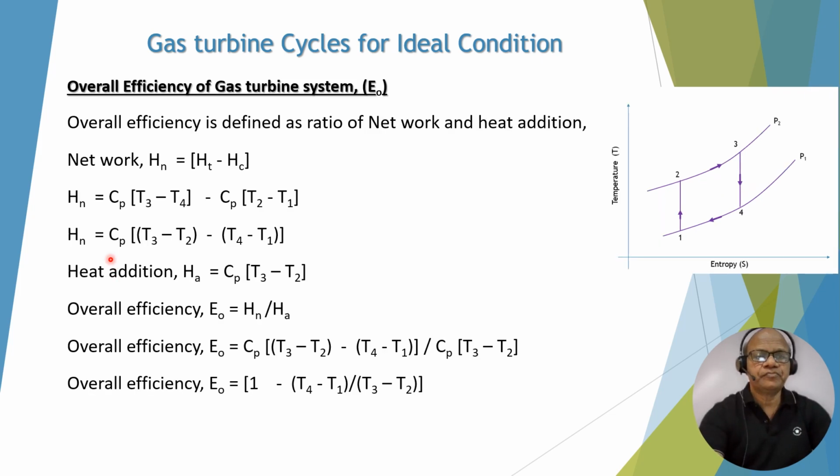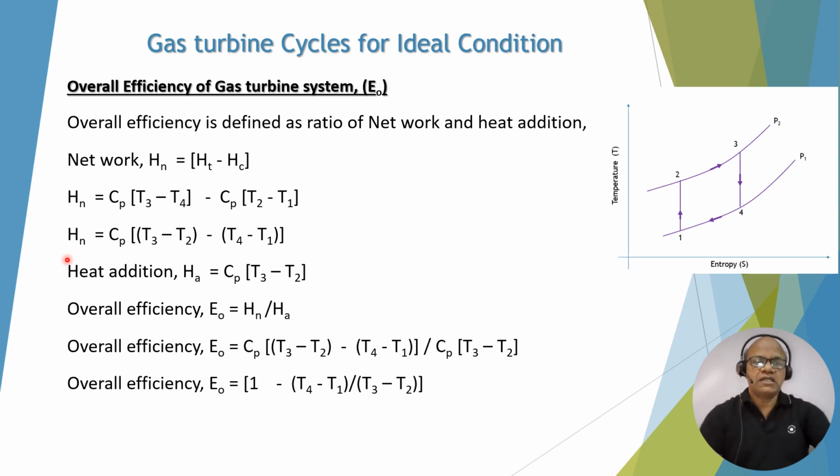Now we need to find the overall efficiency of the gas turbine system, denoted as EO. The overall efficiency is defined as the ratio of net work to heat addition. The net work Hn is equal to HT minus HC. Hn is equal to Cp (T3 minus T4) minus Cp (T2 minus T1).